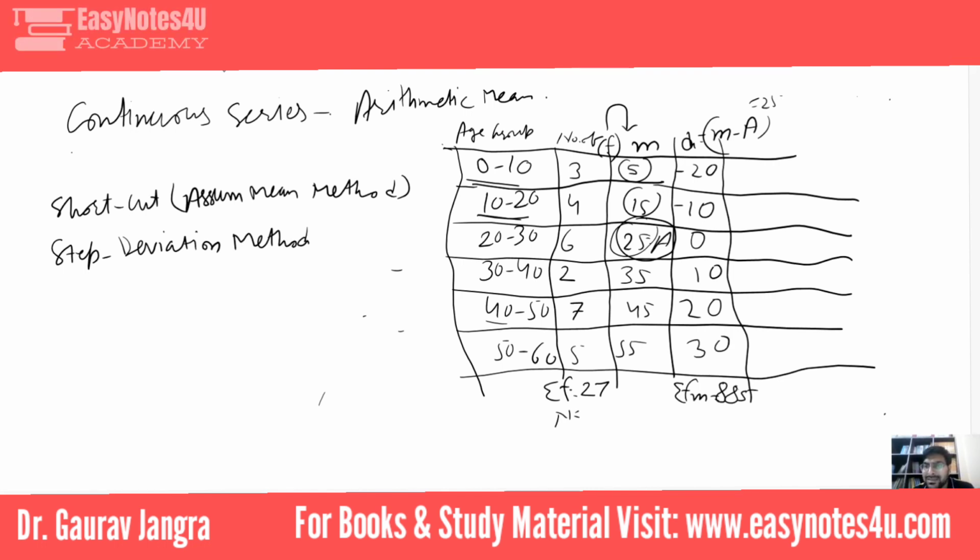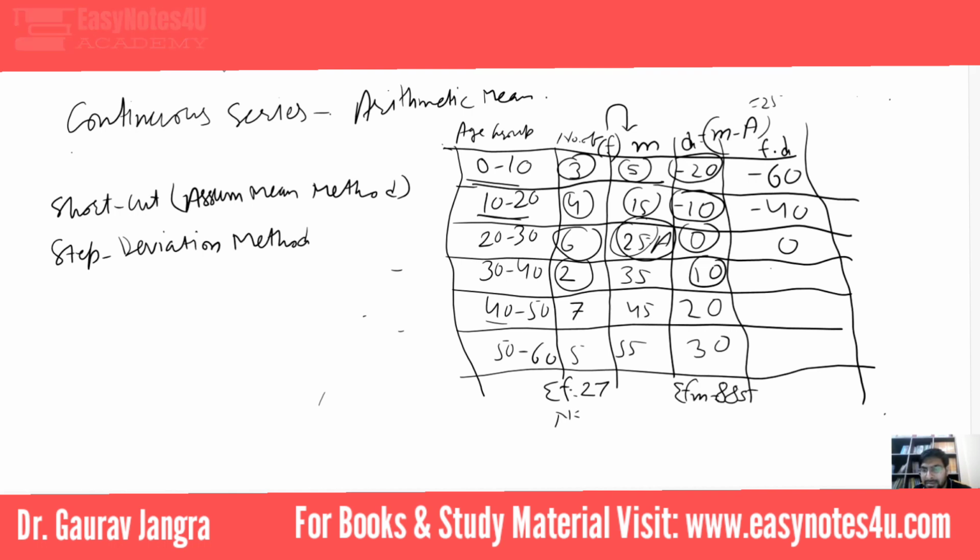Now what will you do in the next step? In the next step you have to multiply f into d. The frequency 3 multiplied by minus 20 will be minus 60. 4 multiplied by minus 10 will be minus 40. 6 multiplied by 0 will be 0. 2 multiplied by 10 will be 20. And 7 multiplied by 20 will be 140. And 5 multiplied by 30 will be 150.